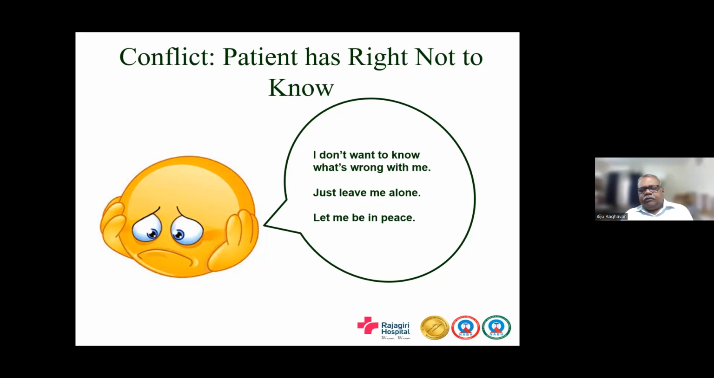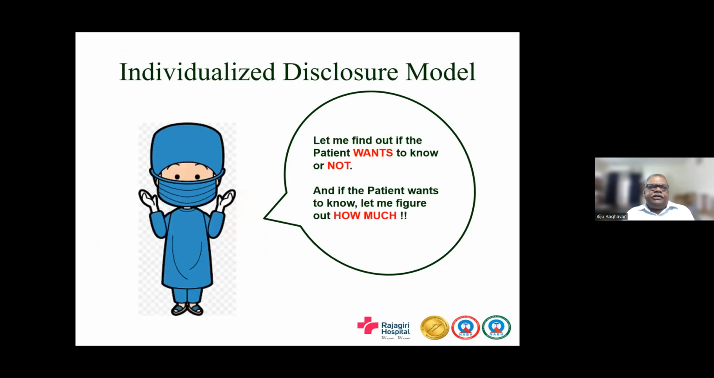However, if we were to find out what the patient wants and then do it accordingly, that would be called an individualized disclosure model. An individualized disclosure model has two parts to it. One, we have to figure out whether the person sitting in front of us wants to know or not. And the second part is, if the person wants to know, then how much. So these are the two important aspects of the individualized disclosure model. We don't decide whether the patient should know or not. The patient decides whether they want to know or not and how much they want to hear.